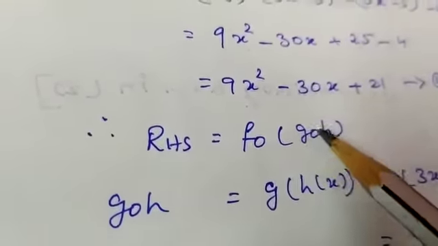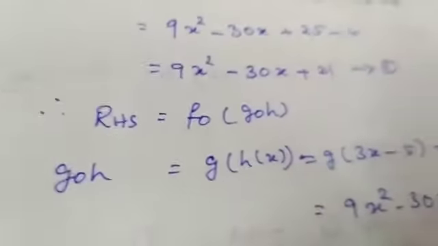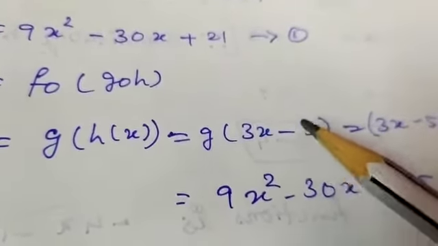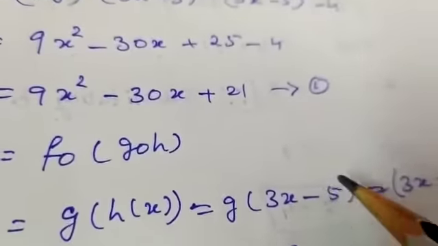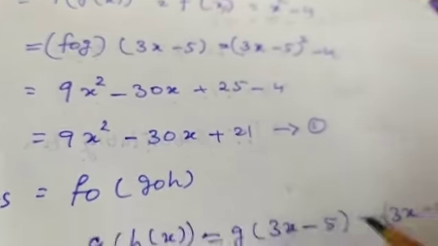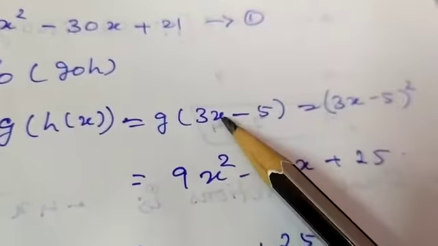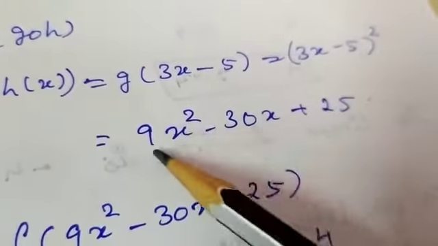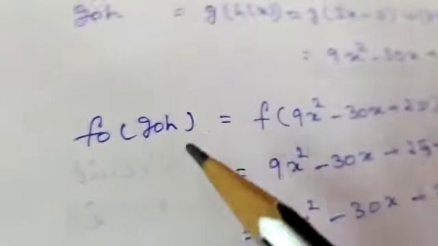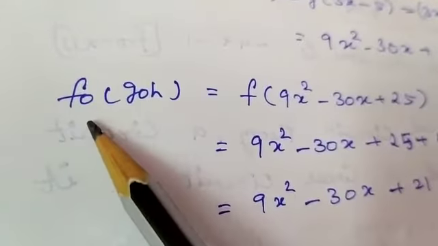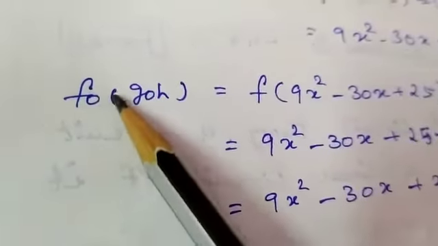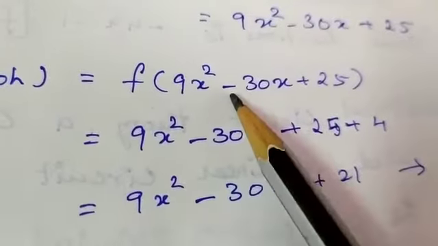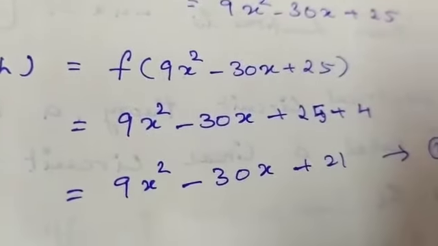So RHS is f dash g dash h. I'm first finding g dash h, that is g of h of x, that is equal to h of x value is 3x minus 5, and I'll put this 3x minus 5 in the place of x in g of x. So that is g of x is x square. So I'll make this as 3x minus 5 the whole square. So that is 9x square minus 30x plus 25. Now I'll multiply it with f dash. Now I'll get f into 9x square minus 30x plus 25.